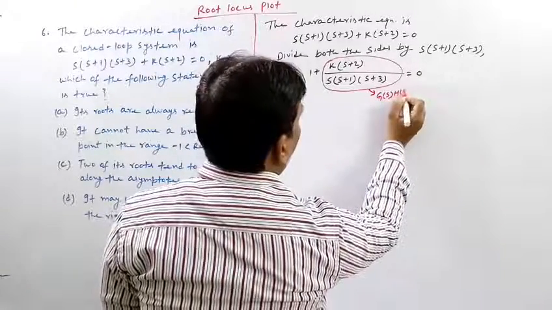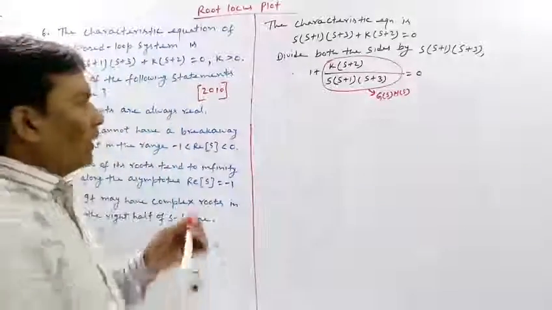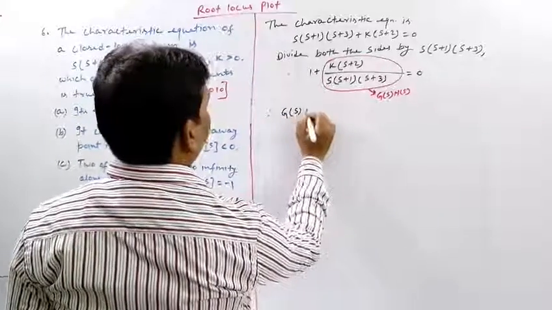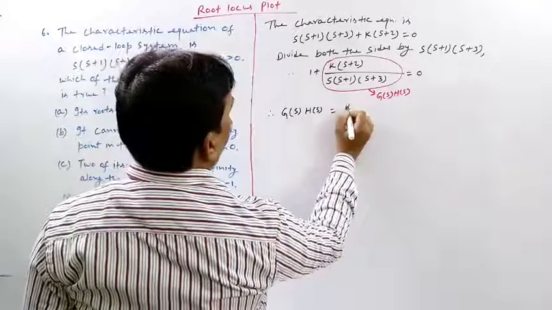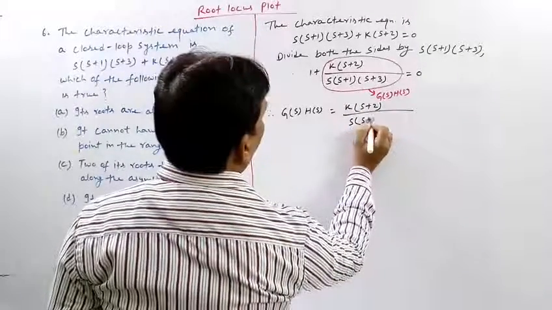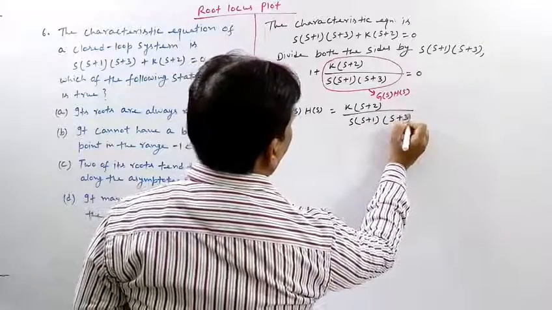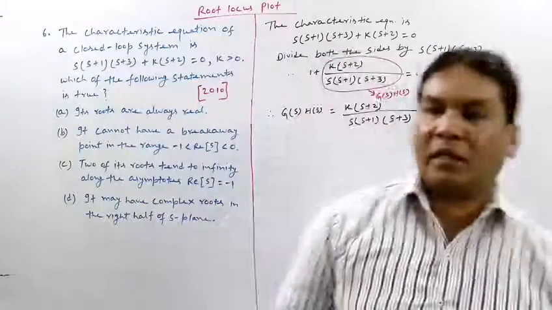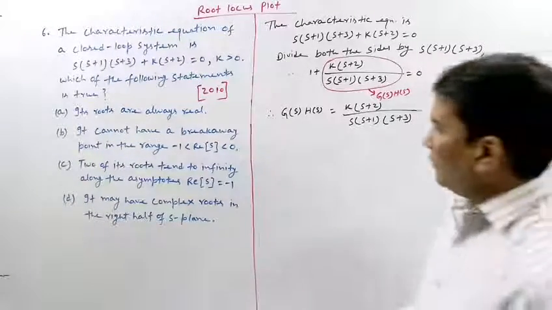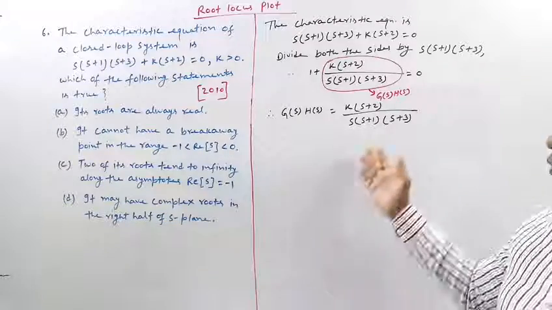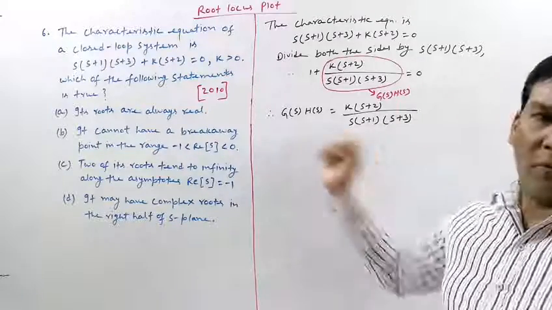So G(s) H(s) will be equal to k multiplied by (s plus 2) divided by s into (s plus 1) into (s plus 3). Now we have got the value of the open loop transfer function. So this is nothing but the open loop transfer function, G(s) H(s). Now let us try to find out what is the root locus for this open loop transfer function.